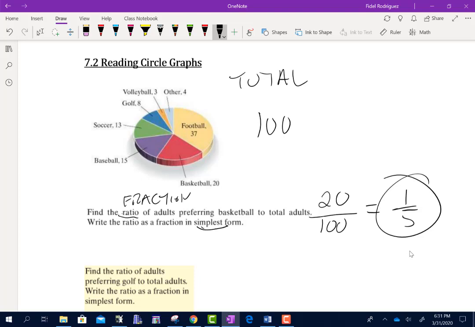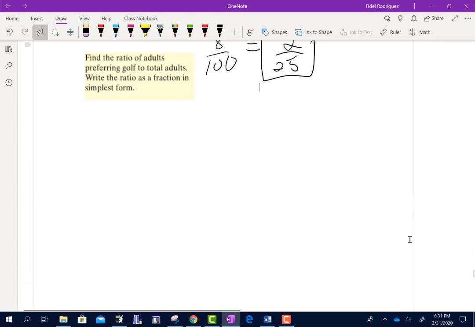Write the ratio of adults preferring golf to total adults. So golf is going to be 8 out of 100. I'm going to divide them both by 4. 4 goes into 8 twice. 4 goes into 100 25 times. And we're reduced. Okay.